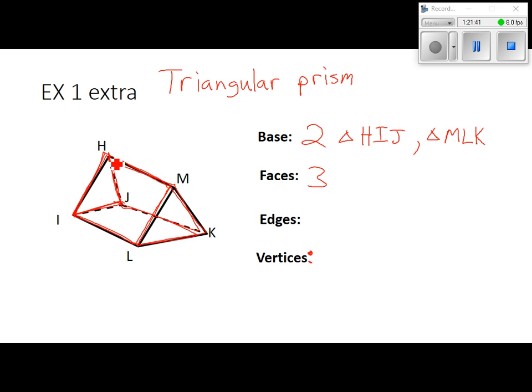1, 2, 3. I counted those three. 1, 2, 3. So that's 6 total. Then you got 7, 8, 9. It's got 9 edges. And then the vertices is just the corners. 1, 2, 3. 1, 2, 3. So it's got 6 vertices.